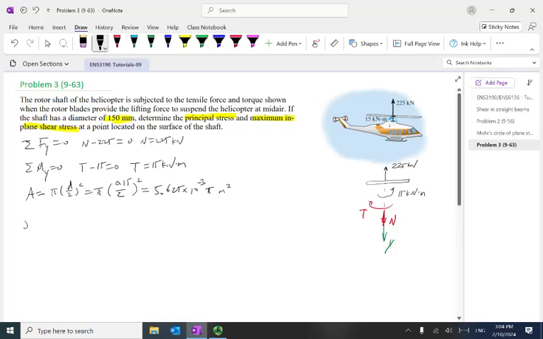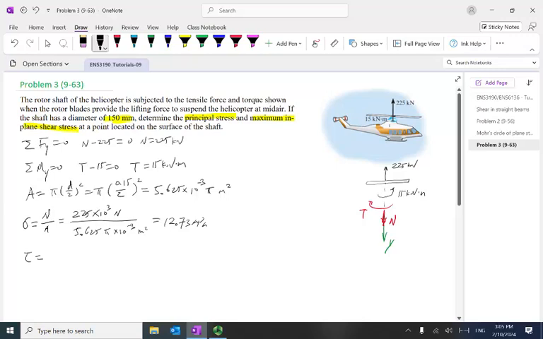Now sigma, the normal stress, is equal to N over A. N we just worked out as 225 kilonewton, which we write down as newtons, divided by the area 5.625 pi times 10 to the negative 3 square meters. You can see the value is 12.73 megapascal. That's for the load.